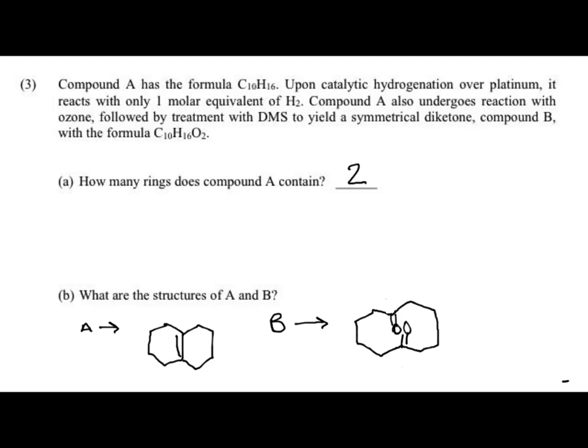Yeah, the thought process. I wasn't sure where to start on this. So you figure out it has one double bond, because 1 molar equivalent of H2, because all of these addition reactions are popping off the double bond. So you need to, number one, figure out how many rings there are and how many double bonds there are.